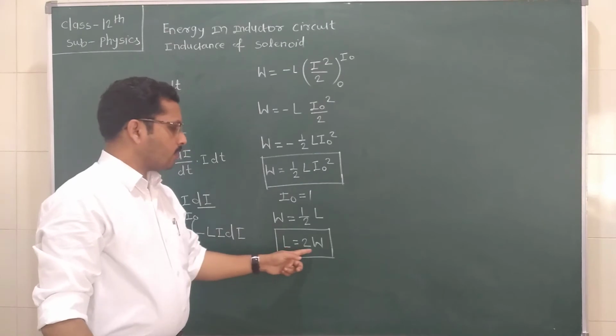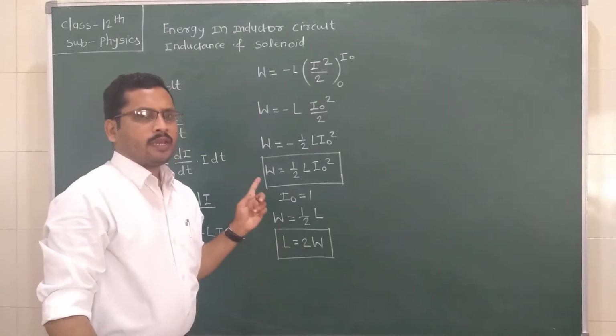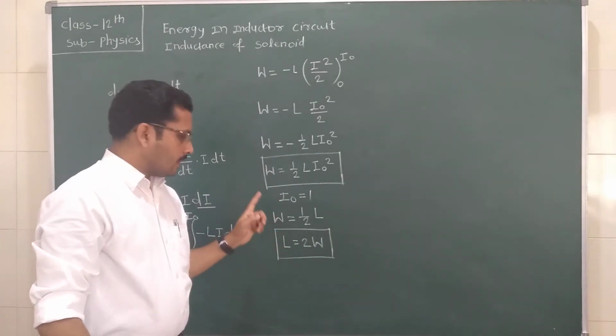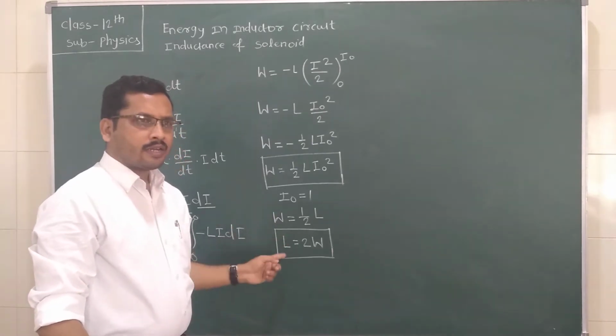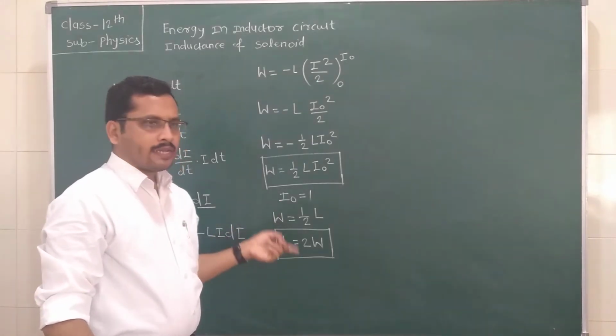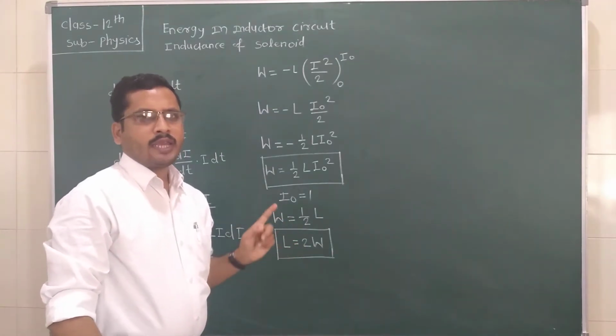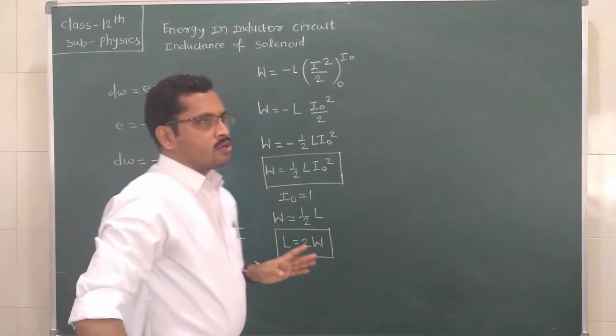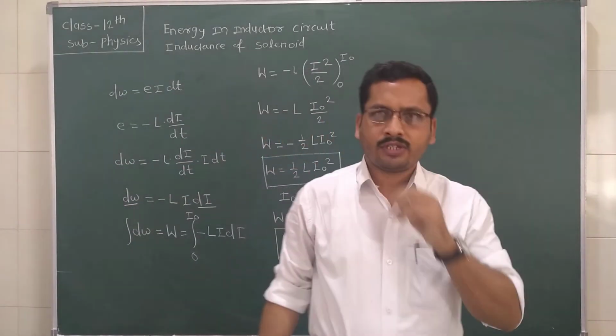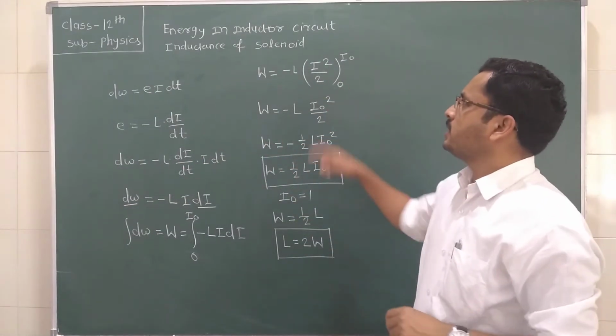So this L is equal to twice W. It indicates that the inductance of an inductor in an inductor circuit is equal to twice the work done to maintain the current in the inductor circuit. So L is equal to 2W. This is the equation of the energy in the inductor circuit.